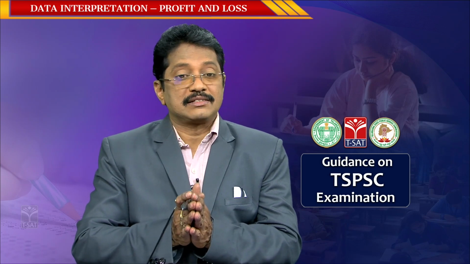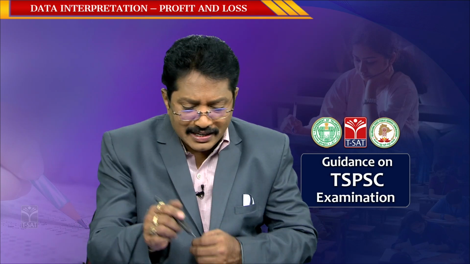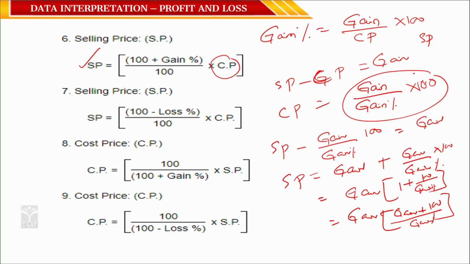Now, cost price. Selling price you know it, and cost price we now derive from it. When you take the reciprocal, you want to keep cost price here only, so it becomes 100 into selling price by 100 plus gain percent, that is it. Means you derived it from selling price is equal to 100 plus gain percentage by 100 into CP.